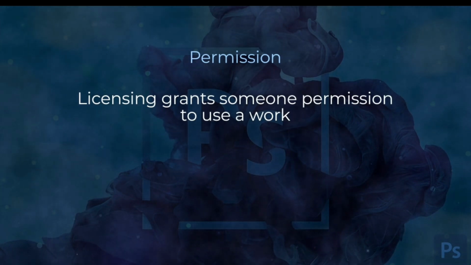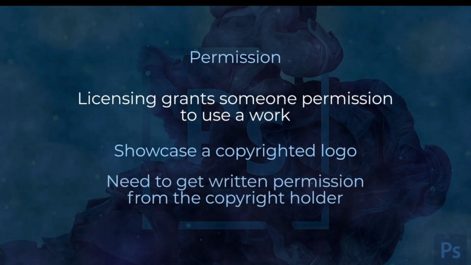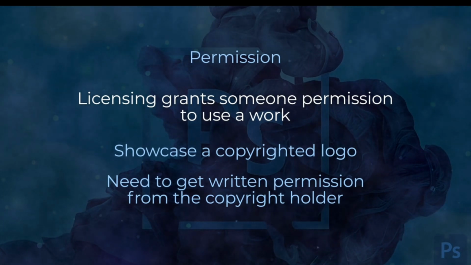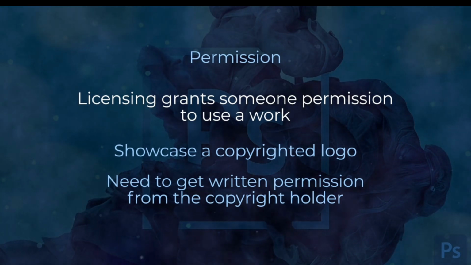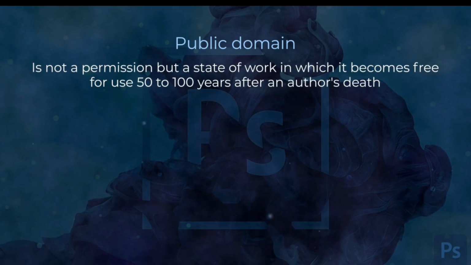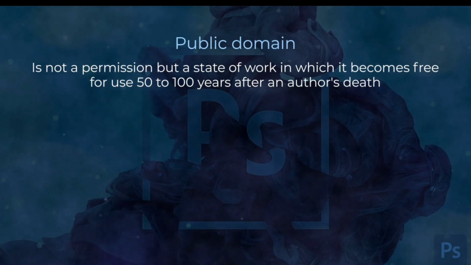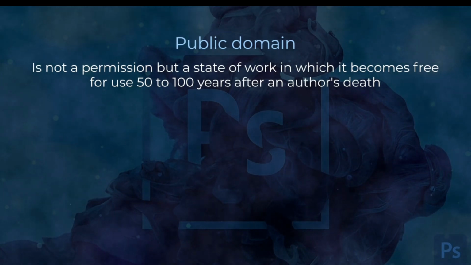While on licensing, let's ensure we understand what licensing means in this context. Licensing grants someone permission to use a work. For instance, if I wanted to showcase a copyrighted logo, I would need to get written permission from the copyright holder. That permission usually dictates what you can and cannot do with the copyrighted work. Sometimes that permission comes as a fee, such as what people will pay to use stock photos. The other type of permission, public domain, is not a permission but a state of work, in which it becomes free for use 50 to 100 years after an author's death. Terms of this use depend upon the type of work involved.